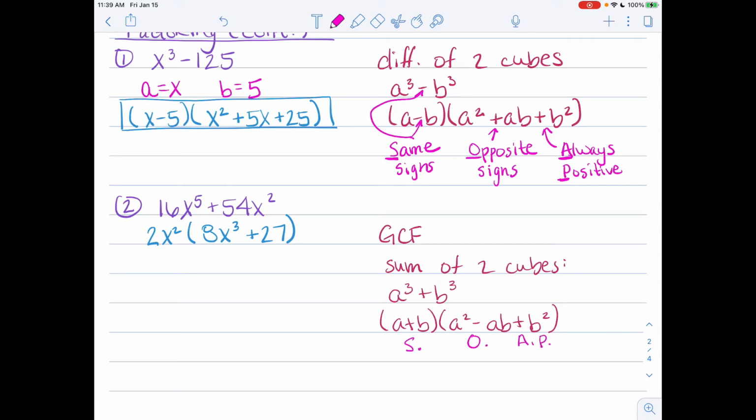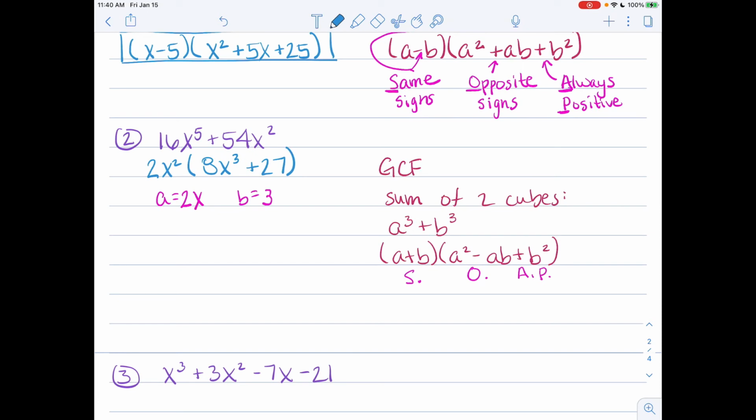All right, so we want to identify our a value and our b value. We have an 8 and an x cubed. That's going to be a 2 when I take the cubed root of 8, and an x. The cubed root of 27, what will multiply by itself 3 times to get 27? Well, that's a 3. Now I just plug into my equation. Don't forget that you still need to take care of this monomial factor. It's kind of coming along for the ride. We can't do anything else with it, but it does need to be reported as part of our final answer.